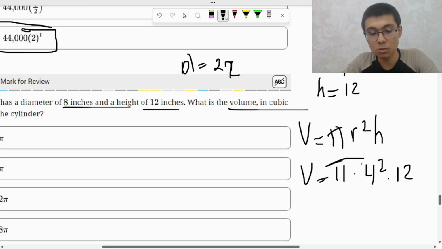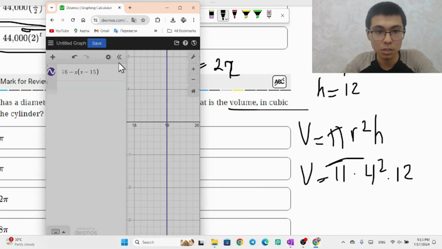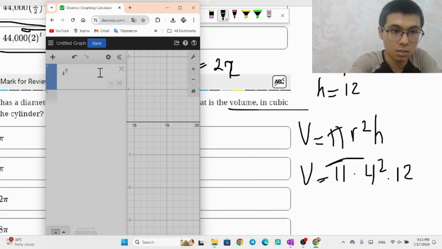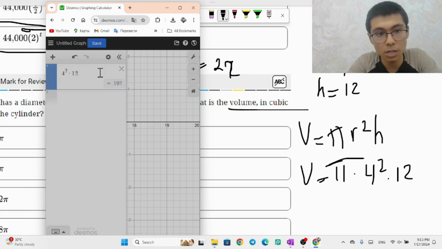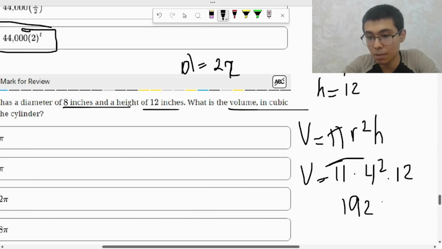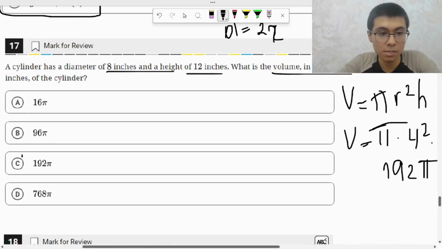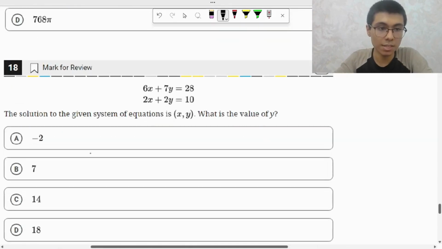In this case, I can use a Desmos calculator to find it. So 4 squared multiplied by 12. 192 pi. Don't forget the pi, by the way, because it's so important. So the correct answer is C. Oh, sorry. Let's move on to the next question.